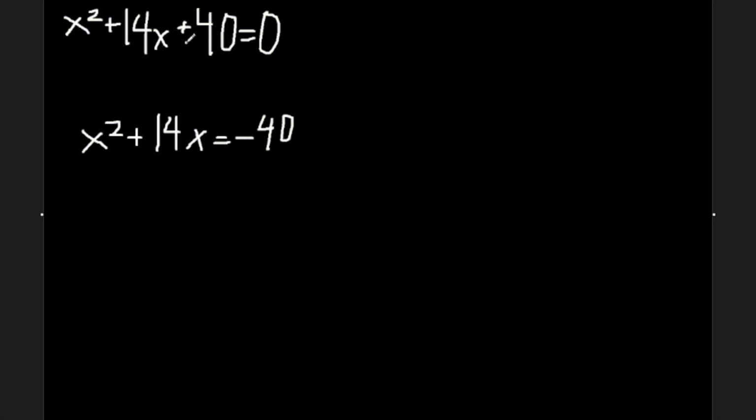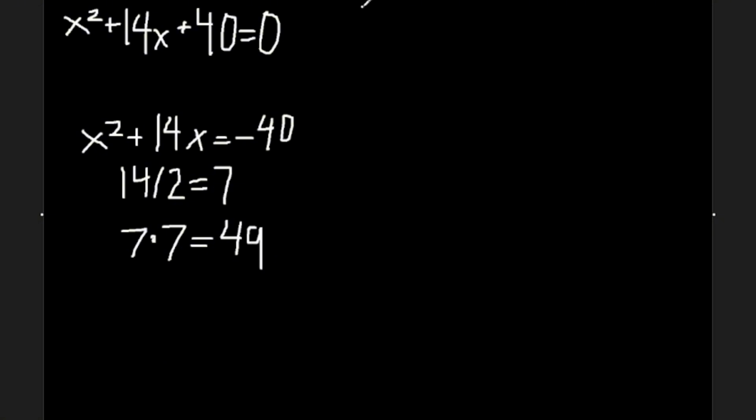Take note, if you transpose a positive number, it turns into negative. But if you transpose a negative number, it turns into positive. Now, we have to take the coefficient of the x. So that's 14 divided by 2 is equal to 7. And then multiply it by itself, which in other words is square it, turns into 49.